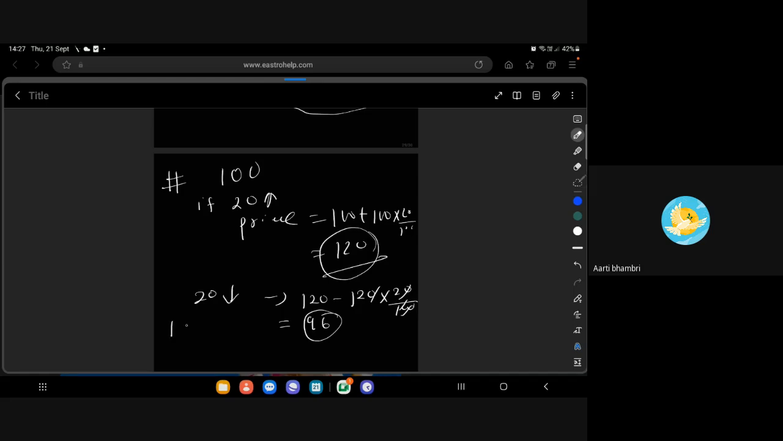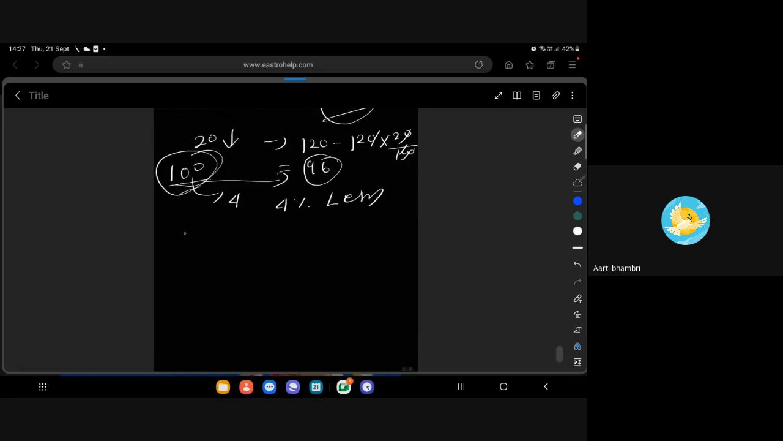The original price was how much? 100. So out of 100 now it is 96. So there is 4 rupees less. So out of 100 it is 4 rupees less now. That's why 4% less. Is it clear? Yes, sir. Now for this kind of problem there is a direct formula.